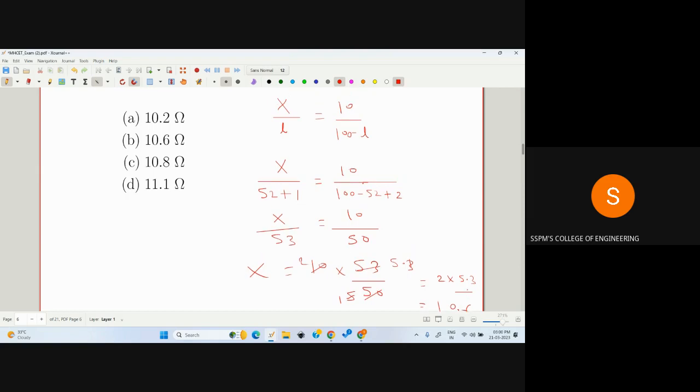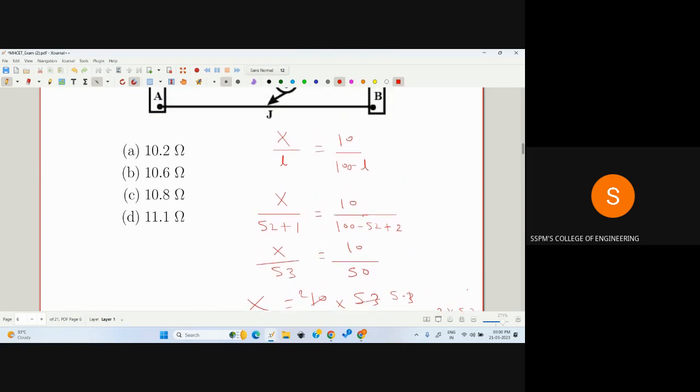The options are given. The first option is 10.2. It is incorrect actually, because for the correction you have to add 1 centimeter and 2 centimeter respectively at the left and right hand side. But if there is no correction, then 10.2 would be the correct answer. But here corrections are added. So 10.6 is the correct answer.